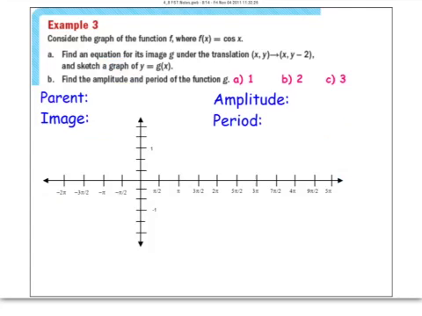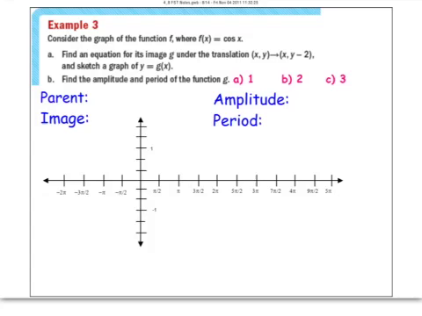Let's just look at another example and do a sketch by hand. Consider the graph of the function f of x equals the cosine of x. They want us to find an equation for its image under the translation of x and then y minus 2, and then sketch that graph. So let's just go ahead and find an equation for the image.